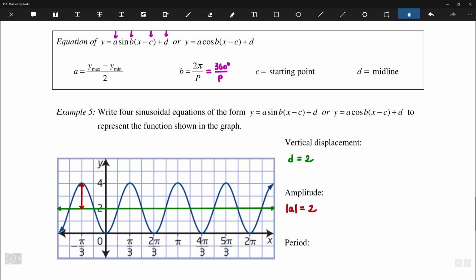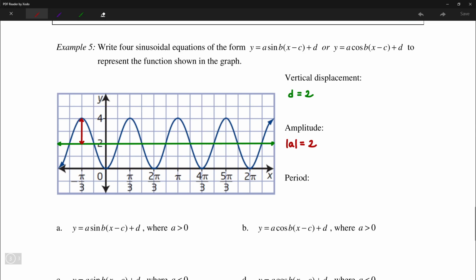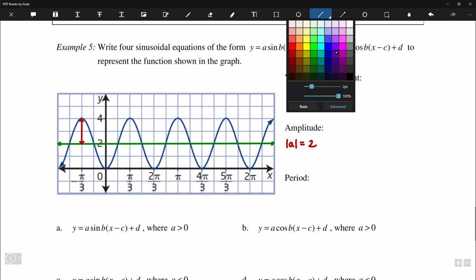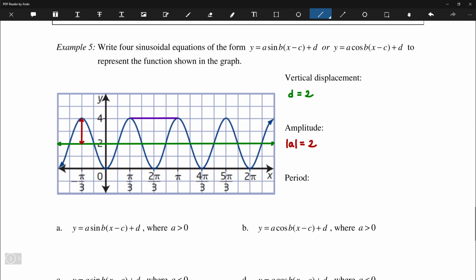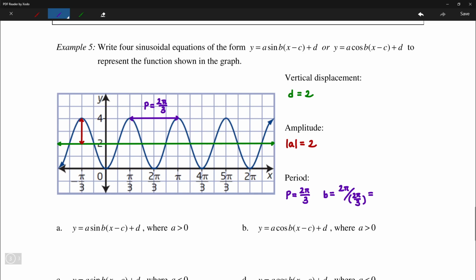Next up is the period. One way to examine the period is to look at the distance between consecutive maximums. So something like this here. And we can see that one period goes from pi over 3 to pi, which means the period is actually 2 pi over 3. So we have period is equal to 2 pi over 3, which means we can calculate the b value, and that's going to be 2 pi over 2 pi over 3, which means the b value is just 3.